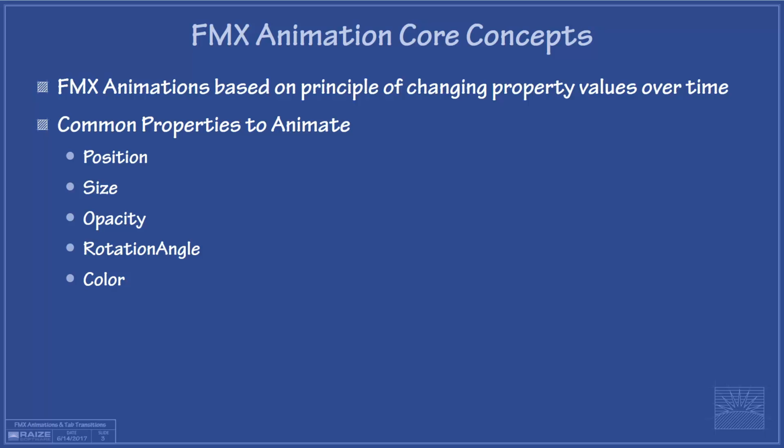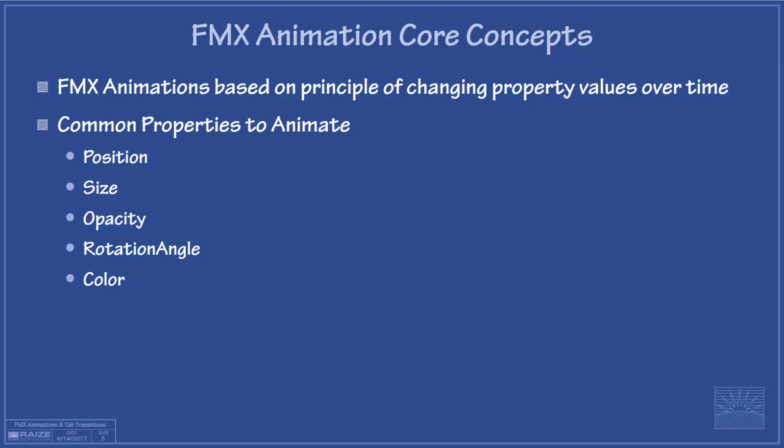Fading in and out. When we're dealing with transitions between content is where the opacity property comes into play. So rather than just abruptly hide something and abruptly show it, we can fade out the old value and fade in the new value and get a much smoother transition.